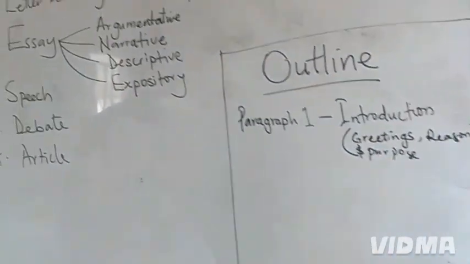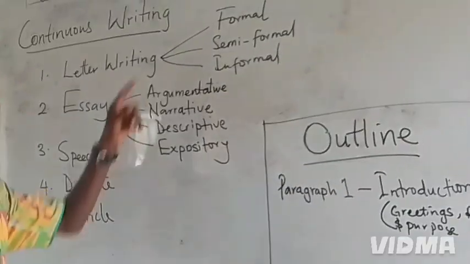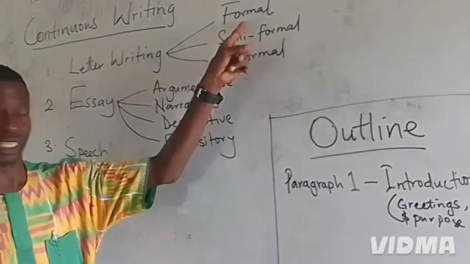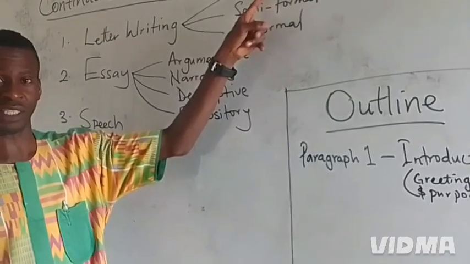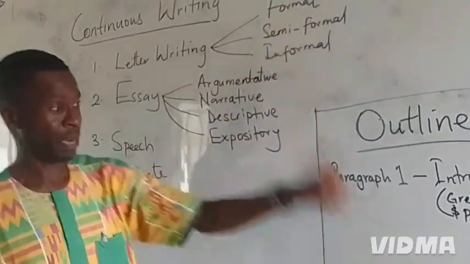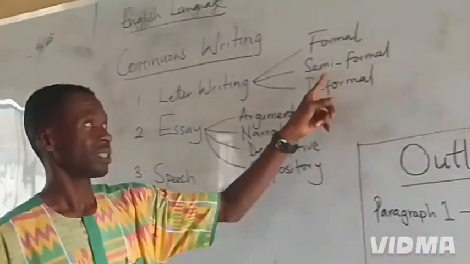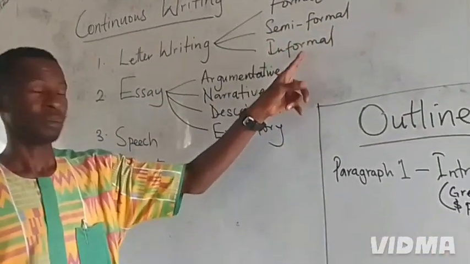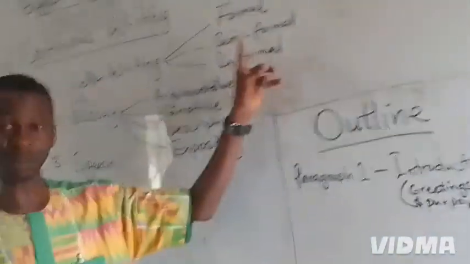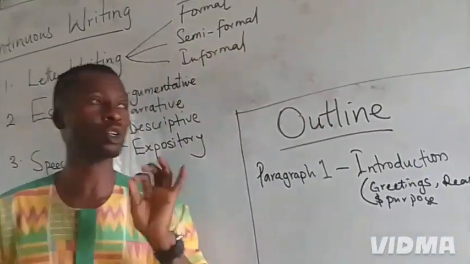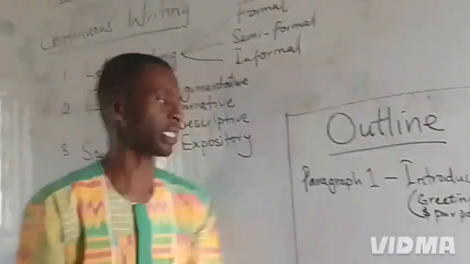That's our paragraph 1. Now, if you want to use this in our letter writing, be it formal letter writing, you don't greet in the first paragraph if it's a formal letter writing. You go straight to the point by telling the reason why you are writing a letter. The same thing with the semi-formal. But in the informal, you greet in the first paragraph. I'm going to show you a good example of how to write informal and formal letter.